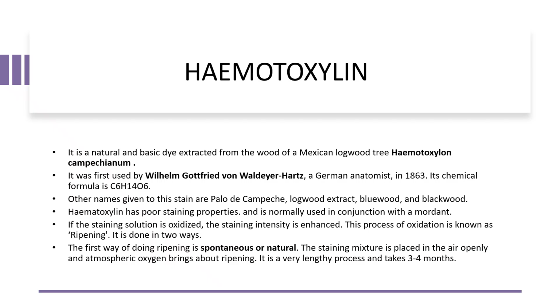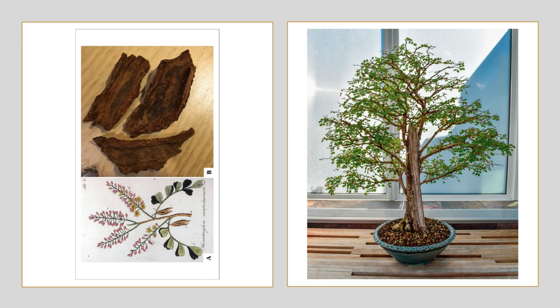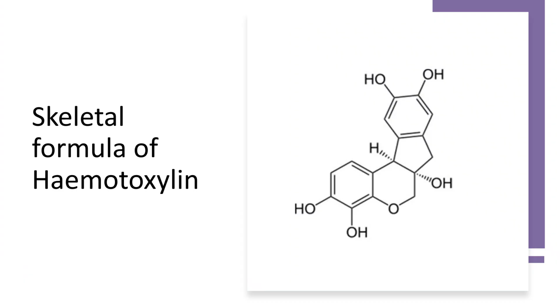The spontaneous or natural way is to place the hematoxylin in open air, so atmospheric oxygen binds with the hematoxylin to oxidize or ripen it. But the problem is it is very time consuming, and it takes about 3 to 4 months to fully oxidize the solution. In the given picture, the hematoxylin tree model is present with the bark of the tree from which we extract the stain.